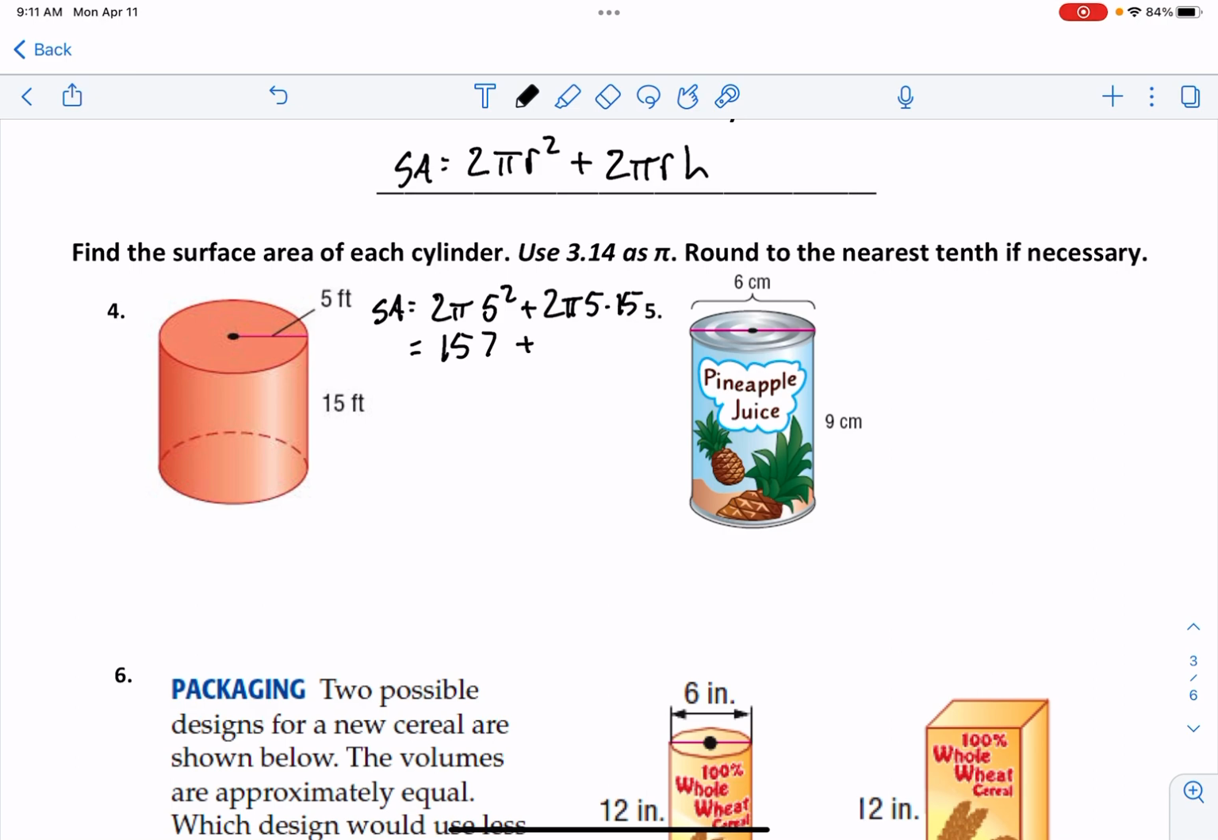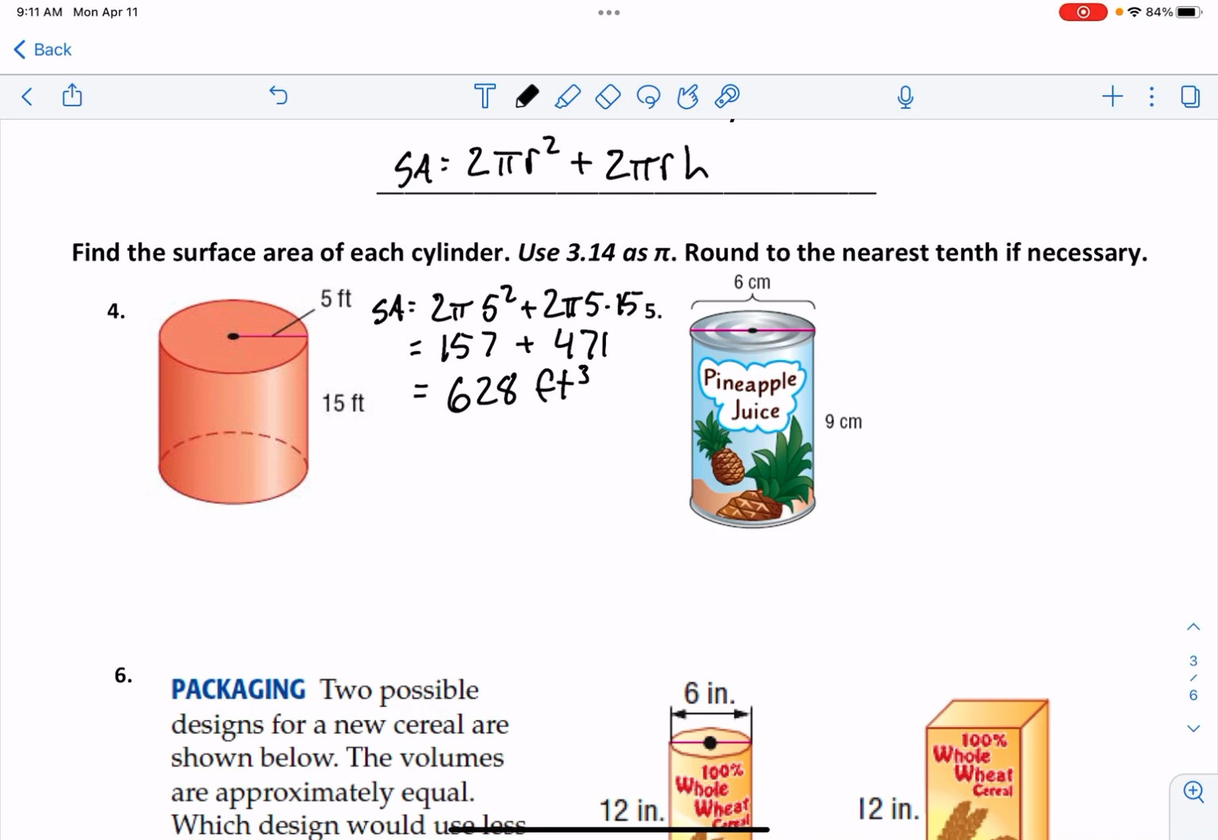2 times 3.14 times the radius again, which is 5, times 15, the height, being 471. Add those together, and we get 628 feet cubed. Big old cylinder there.